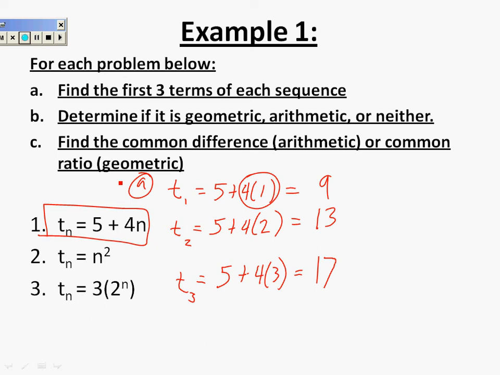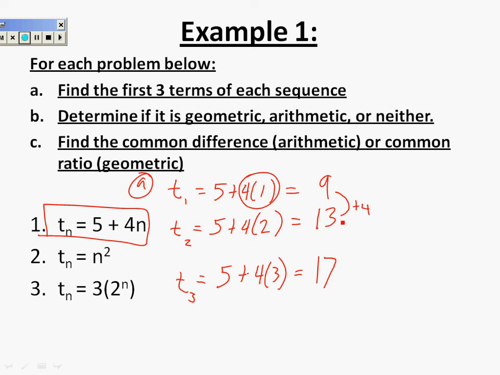Now, part B. It says determine whether it's geometric, arithmetic, or neither. Alright, well, to do that, let's start with arithmetic. That's usually easiest. So what are we doing to get from 9 to 13? Adding 4.